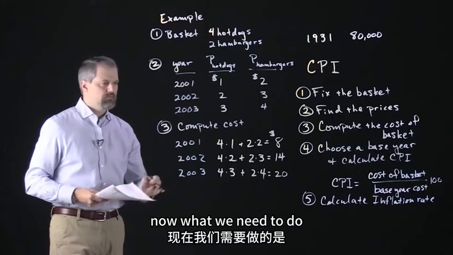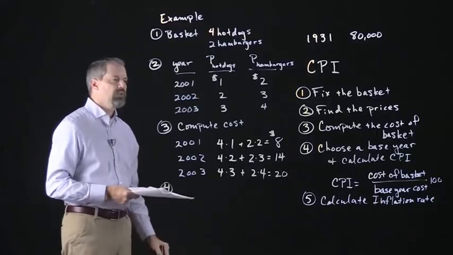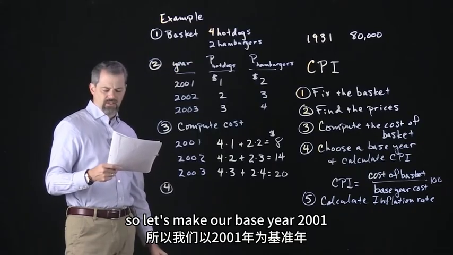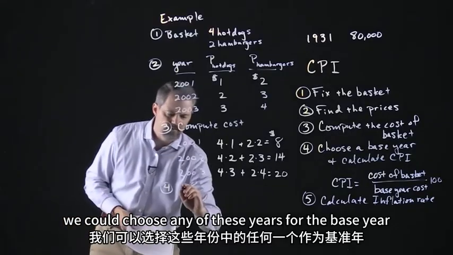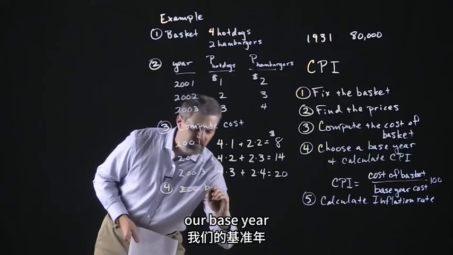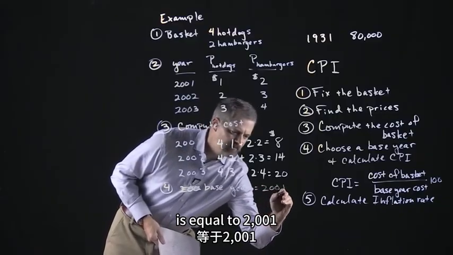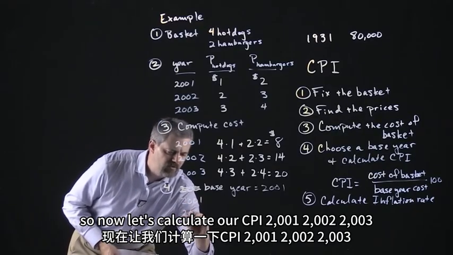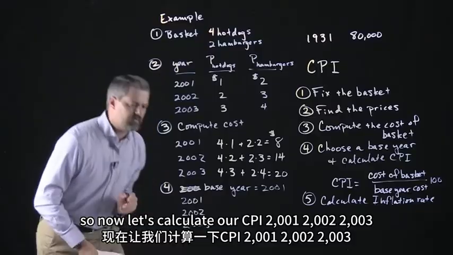Now what we need to do, our fourth step, is to choose a base year and then calculate the CPI. So let's make our base year 2001. We could choose any of these years for the base year. Let's say our base year is equal to 2001. So now let's calculate our CPI for 2001, 2002, 2003.